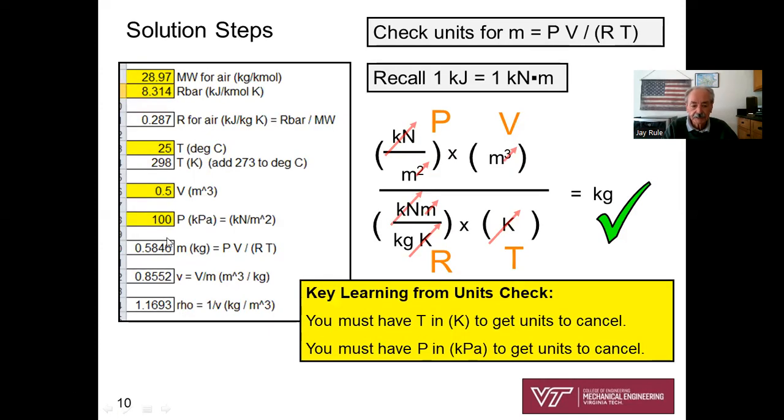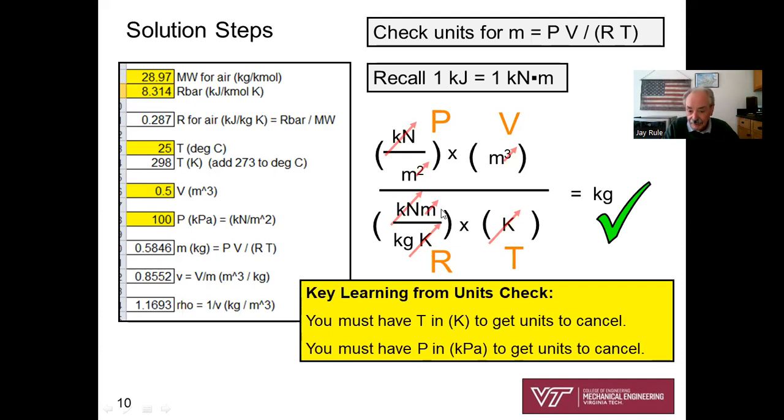Okay, and so here's the numerics. I solved this in Excel, and here's a screenshot of it. Let's do a little units check first. m is PV over RT. Recall that a kilojoule is a kilonewton meter. A joule is a newton meter. Okay, units checked. So pressure, kilonewtons per square meter, that's kPa, times V, volume, cubic meters, divided by kilojoules per kilogram degree K for R. R for air is going to have units kilojoules per kilogram degree K.